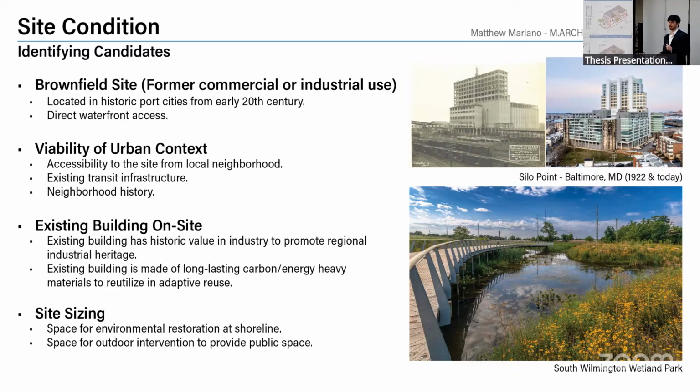There needed to be an existing building that was created with strong materials as well as materials that sequestered carbon. So we were looking for buildings that were made of concrete or steel, things like that. And then finally, the last requirement for this project was to find a site, an area that had enough size to create public interventions, create public space for people to flock to.